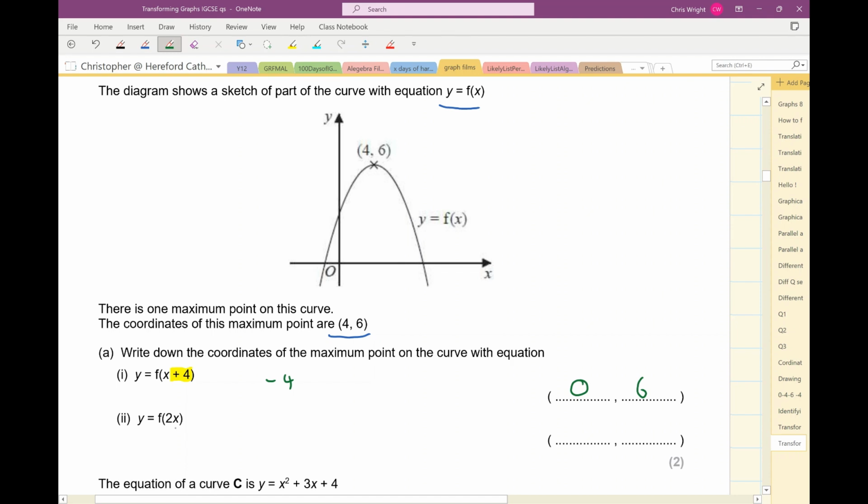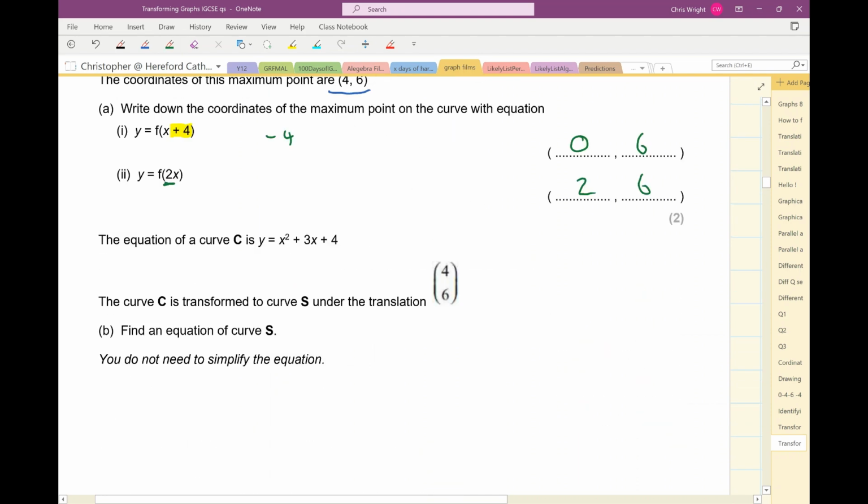The next one is a change inside the bracket. It's going to be a change to the x-coordinate. It's going to go the wrong way. So I'm not going to be multiplying the x-coordinate by 2. I'm going to be dividing it by 2. So no longer will it be 4, 6. It will now be 2, 6.